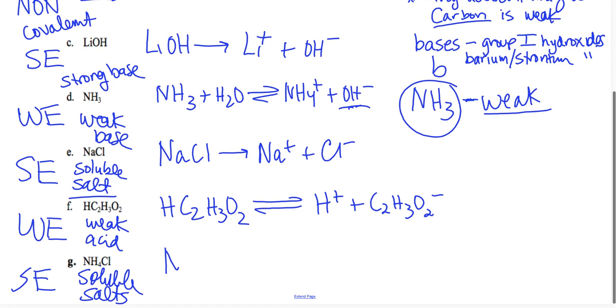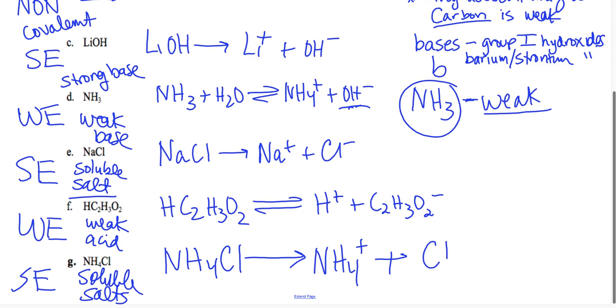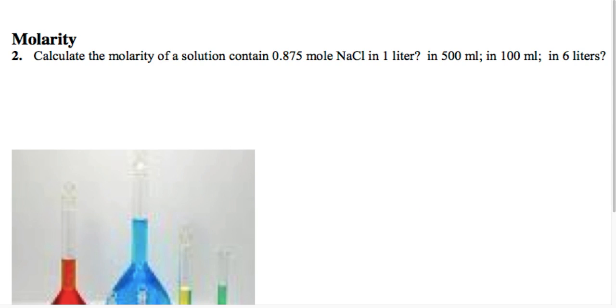So what two ions does this thing dissociate into? 100%. I need charges. I don't know what NH4 is. Thank you. NH4 plus, Cl minus. Okay? All right. So we'll get more into the electrolyte stuff tomorrow.